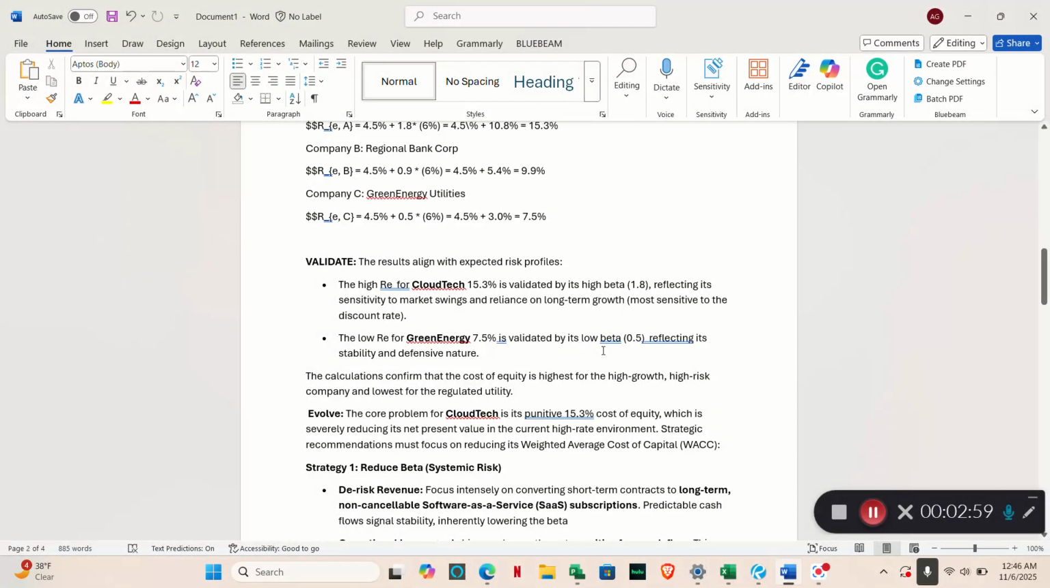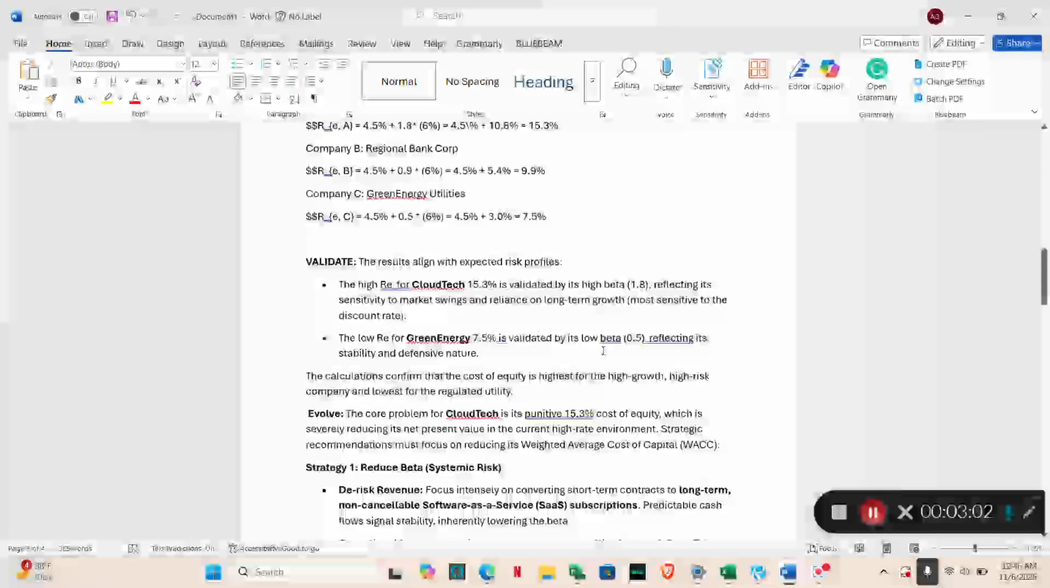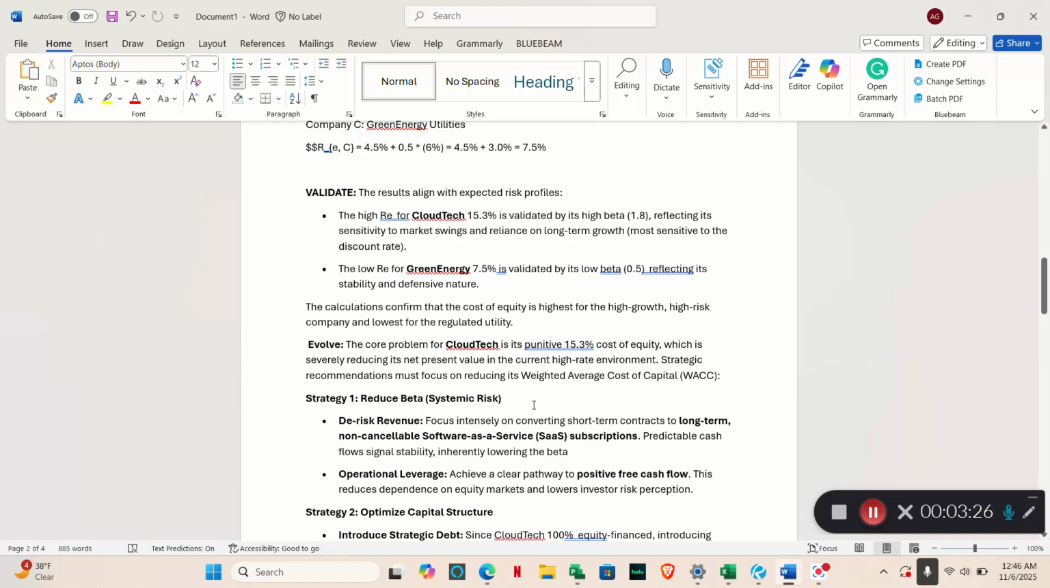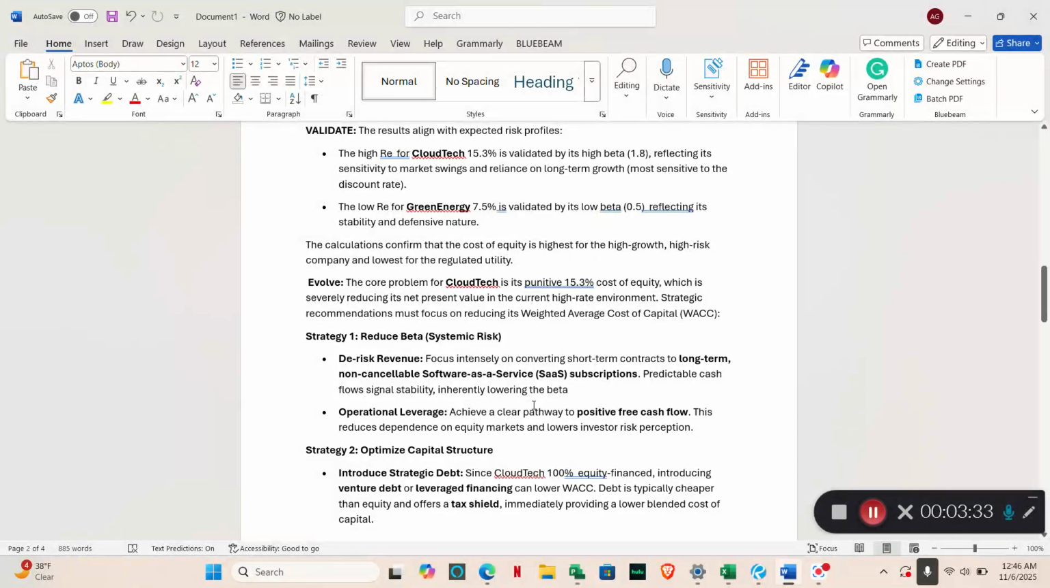So to validate this, the results align with the expected risk profiles. So there's a high RE for CloudTech, 15.3%, validated by its high beta of about 1.8, reflecting its sensitivity to market swings and reliance on long-term growth, making it most sensitive to the discount rate. For the low RE for Green Energy, about 7.5%, this is validated by its low beta of about 0.5, reflecting its stability and defensive nature. The calculations confirm that the cost of equity is highest for the high-growth, high-risk company and lowest for the regulated utility.